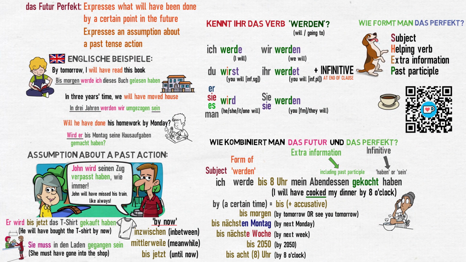And so, that's how to form the future perfect tense. It's a really nice way to be able to explain your concrete plans, particularly when you have a time frame in mind, hypotheses for the future, for example, what will have been invented by a certain point in time, or expressing assumptions about past events.